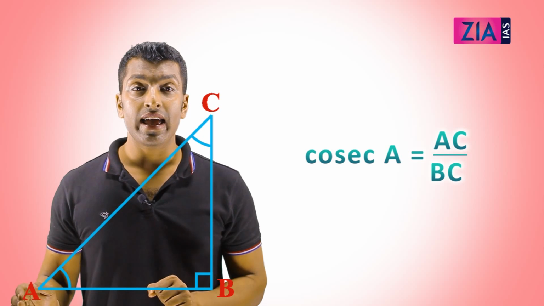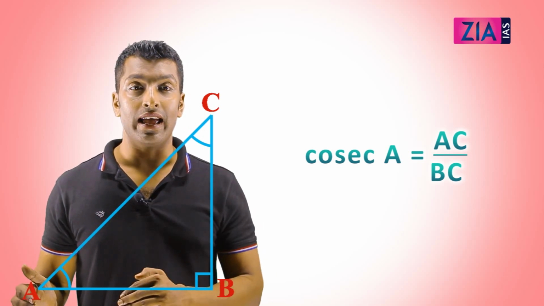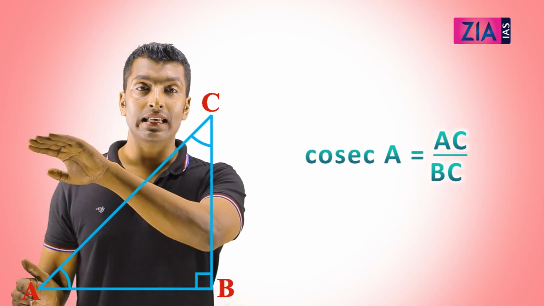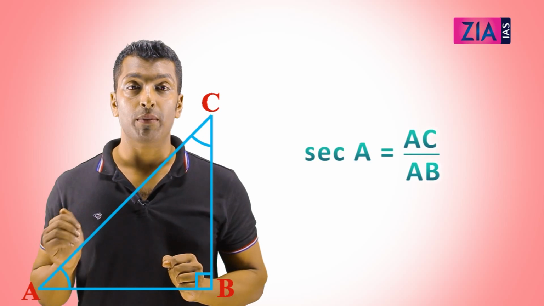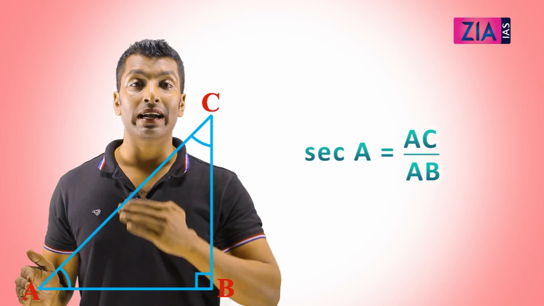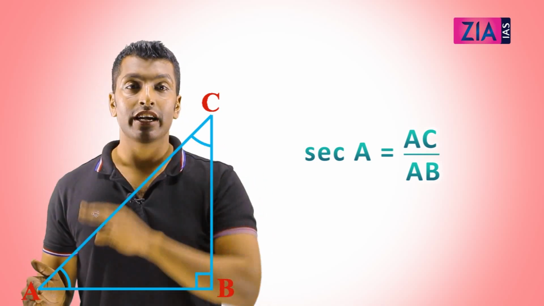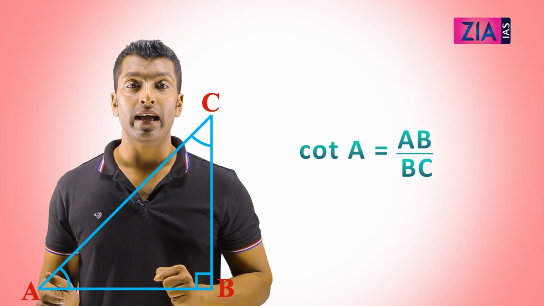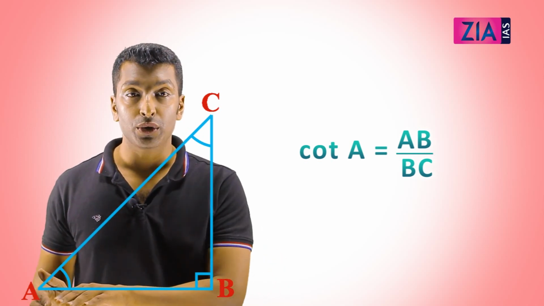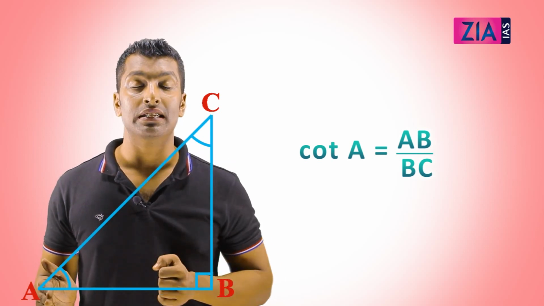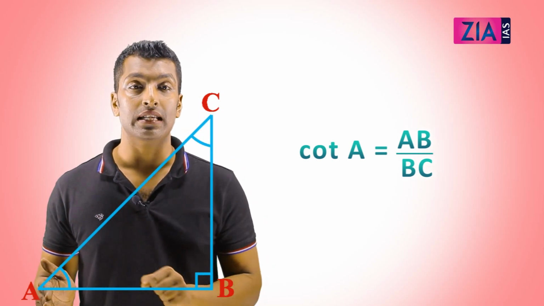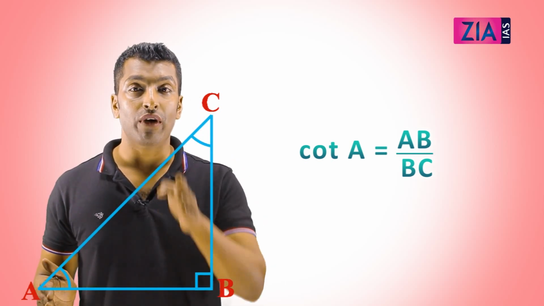Now what about cosec A? Cosec A is the reciprocal of sine A, or you can write it as hypotenuse divided by opposite side, so AC divided by BC. What about sec A? That is the reciprocal of cos A, hypotenuse divided by adjacent side, so AC divided by AB. What about cot A? Cot A is the reciprocal of tan A, which is adjacent side divided by opposite side. Here AB is the adjacent side and BC is the opposite side, so cot A is AB divided by BC.